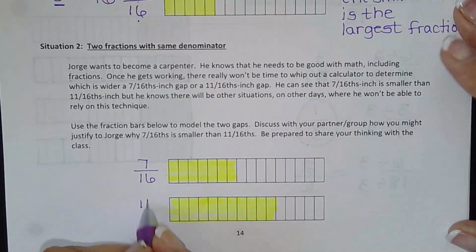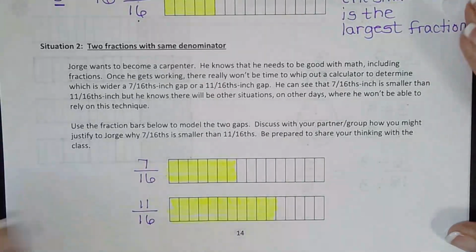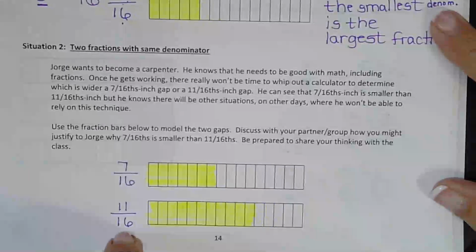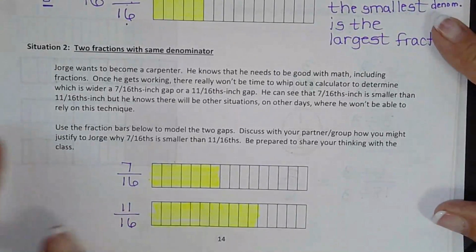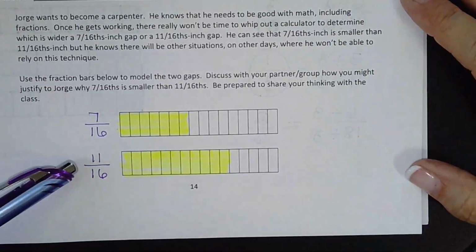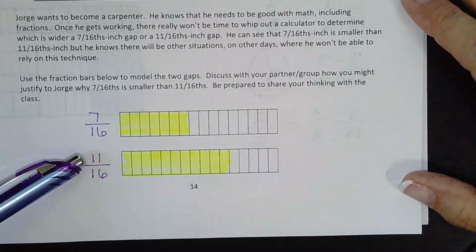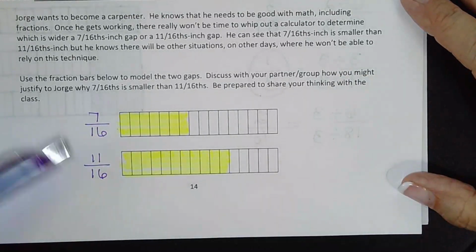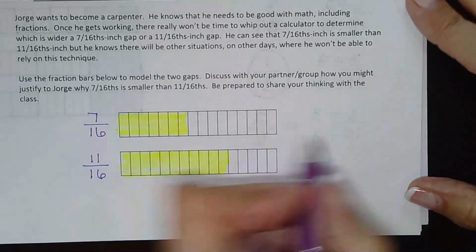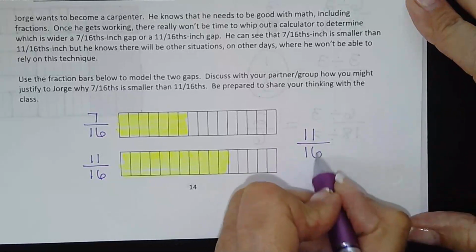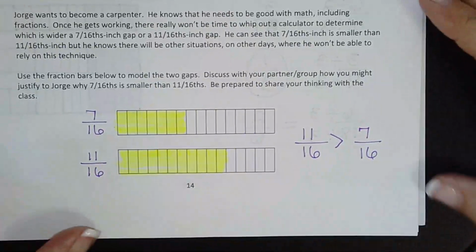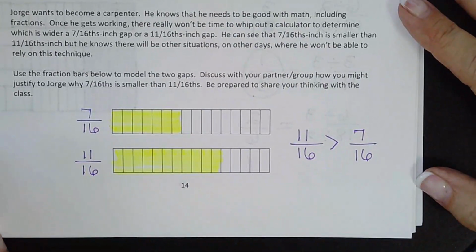And that's kind of why I don't like the rule above, because then it gets students mixed up on this one. So when the denominators are the same, the largest numerator is the largest fraction. Again, you can say which one's closer to 1. I get 11 out of 16 pieces of pizza. On this one, I only get 7 out of 16. So 11/16 is larger than 7/16 because it's closer to 1 whole pizza.